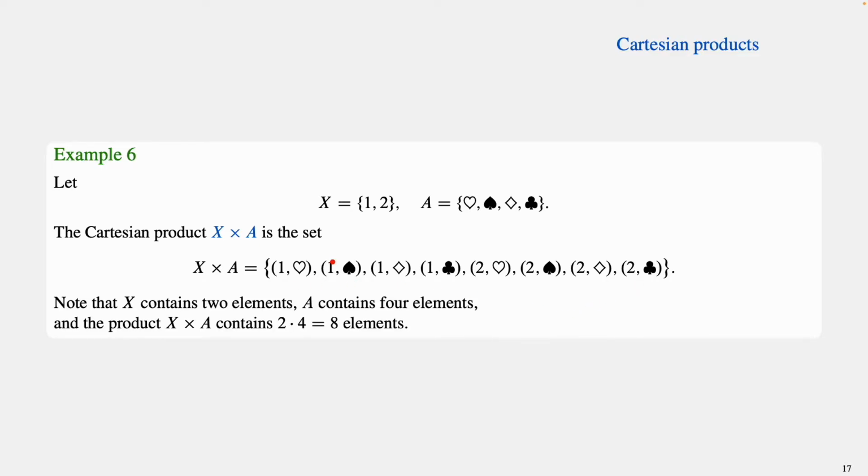And note that X contains 2 elements and A contains 4 elements. And the product contains 2 times 4 elements, so 8 elements. And that's what I mentioned before. If there are finitely many elements, then the product will have the product number of elements from the original 2 sets. And that's where this multiplicative notation comes from.